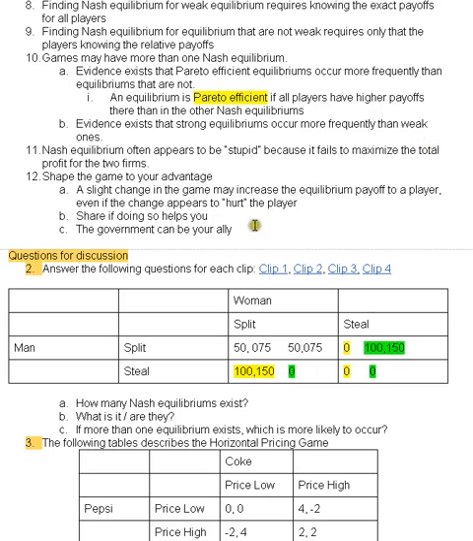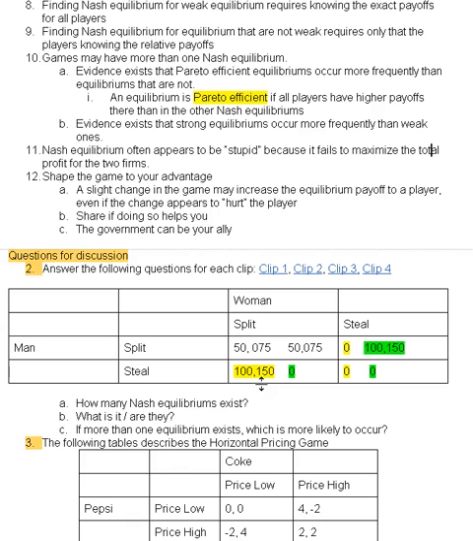So, the yellow shows the highest payoffs for the man, given what the woman might do, and the green shows the highest payoffs to the woman, given what the man may do. Any cell with both payoffs highlighted is a Nash equilibrium. Well, looky here. We have 3 Nash equilibria: split, steal; steal, steal; and steal, split.